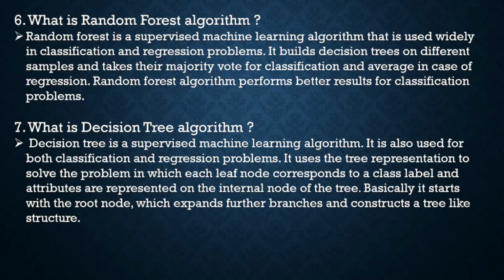Question number 7. What is decision tree algorithm? Decision tree is a supervised machine learning algorithm. It is also used for both classification and regression problems. It uses the tree representation to solve the problem in which each leaf node corresponds to a class label and attributes are represented on the internal node of the tree. Basically, it starts with the root node, which expands further branches and constructs a tree-like structure.